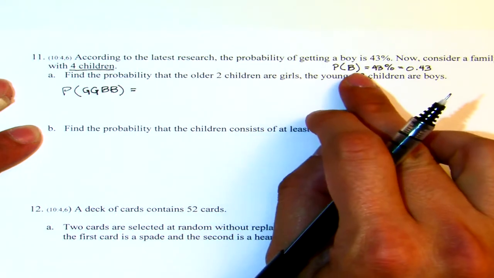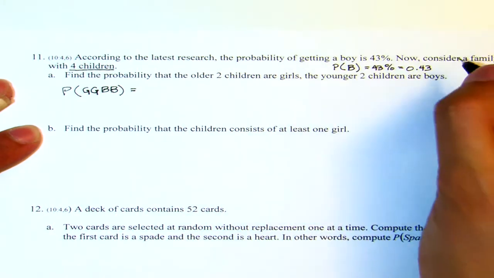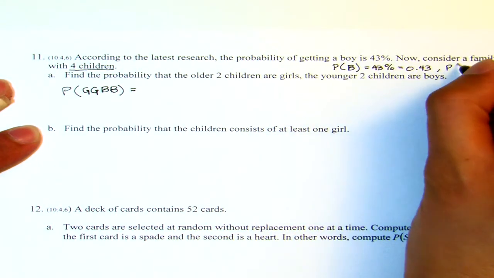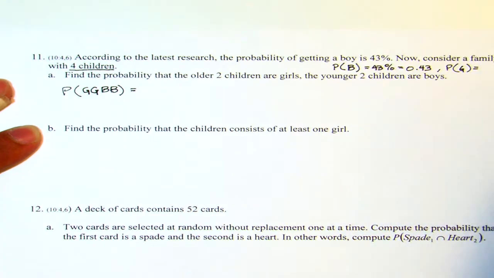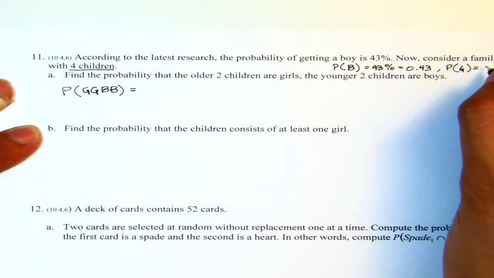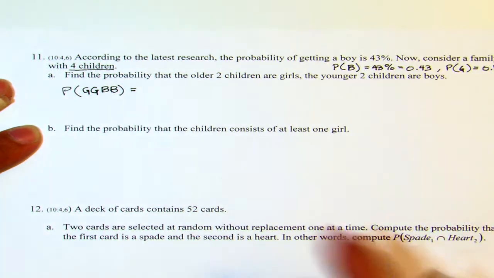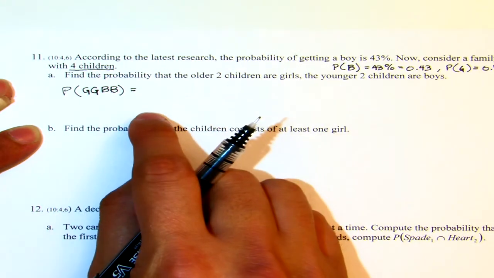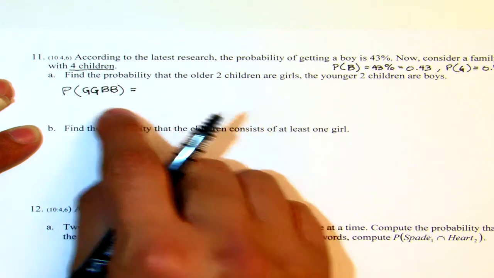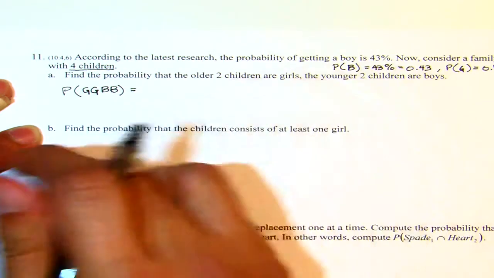Now, let's see. If the probability to get a boy is 43%, then what is the probability to get a girl? That will be 0.57. Right? Now, of course, the assumption is the genders of the children are independent from the previous one.